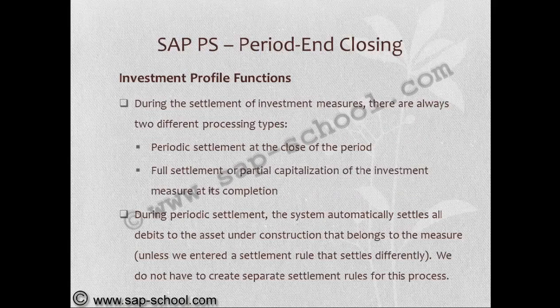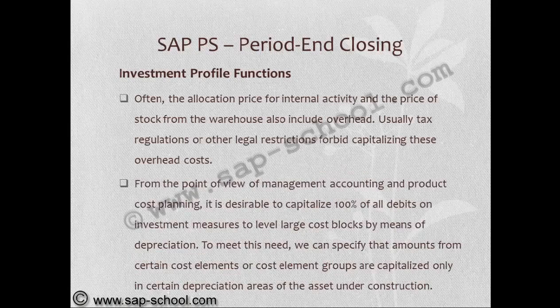During the settlement of investment measures, there are always two different processing types: periodic settlement at the close of the period, and full settlement or partial capitalization of the investment measure at its completion. During the periodic settlement, the system automatically settles as debits to the asset under construction that belongs to the measure. We do not have to create a separate settlement rule for this process.